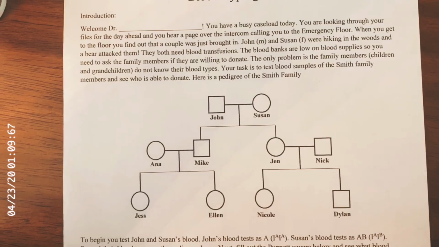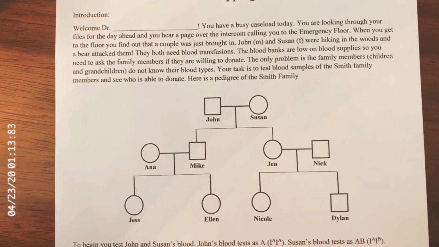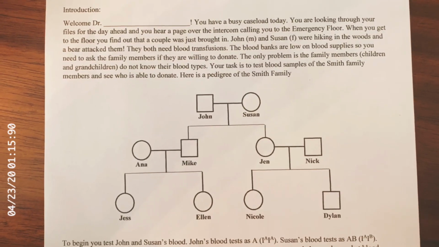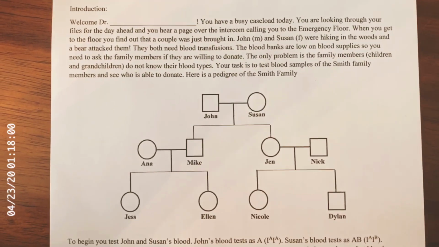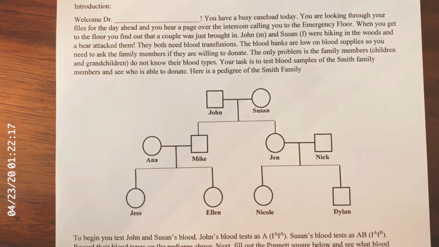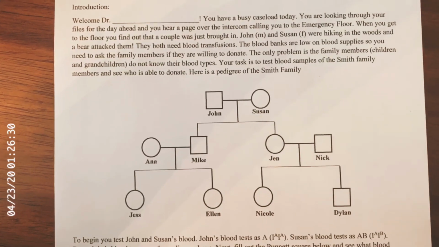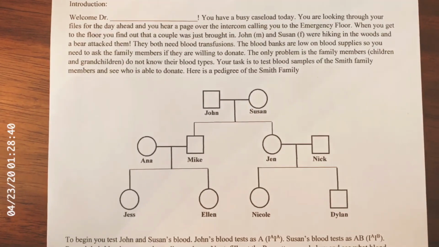The blood banks are low on blood supplies, so you need to ask family members if they are willing to donate. The only problem is the family members, children and grandchildren, do not know their blood types. Your task is to test blood samples of the Smith family members and see who is able to donate. Here is the pedigree of the Smith family.